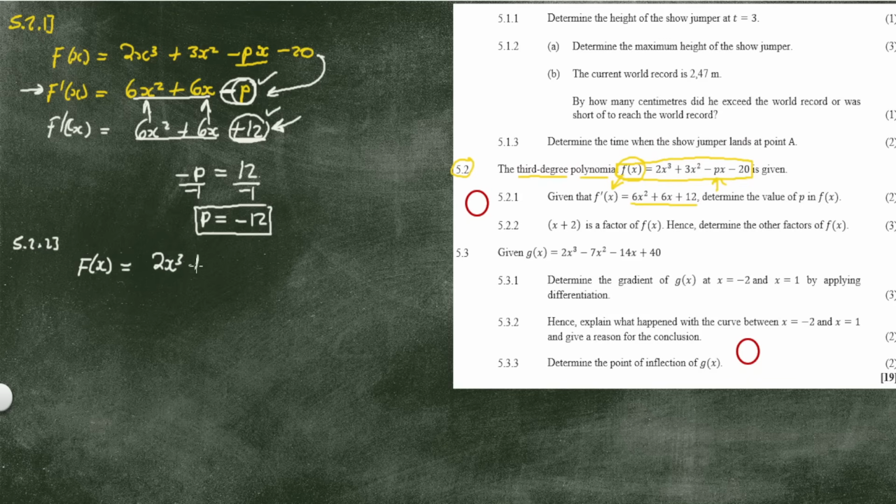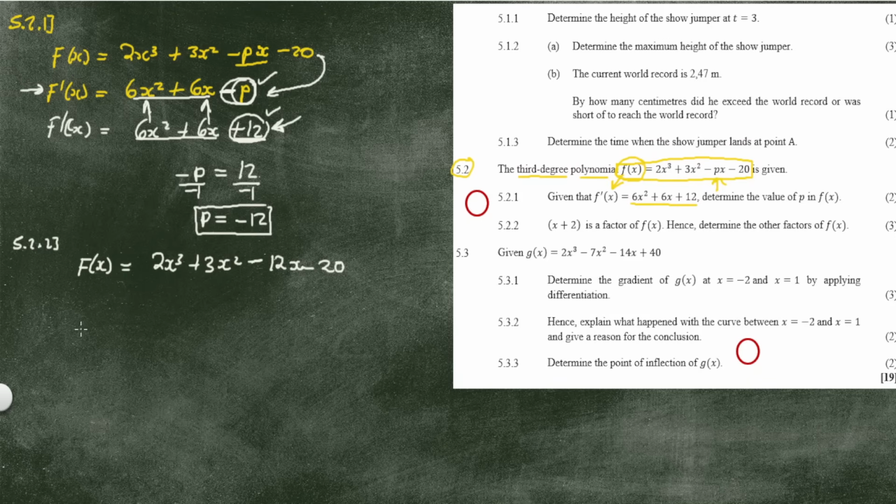2x cubed plus 3x squared plus 12x minus 20. Okay, so Lana made a mistake. It should be minus 12. That should be minus 12. Alright, x plus 2 is a factor again, right?